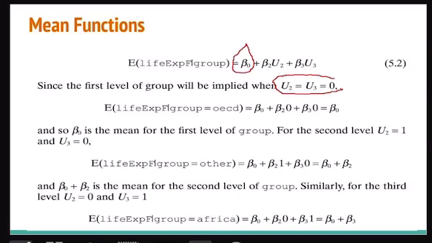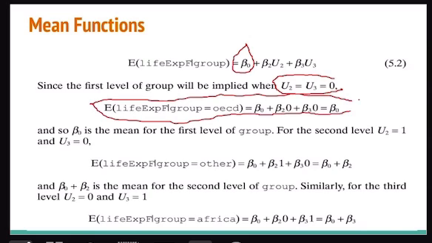I want to talk about the estimated average life expectancy for women in the developed countries. Then I'm actually talking about this term. Can you see that? That is the average life expectancy for women in the developed countries. That will be beta naught, where I put U2 and U3 to be equal to 0.